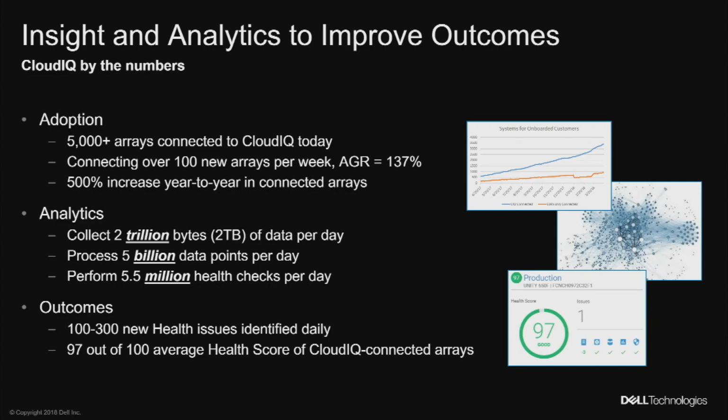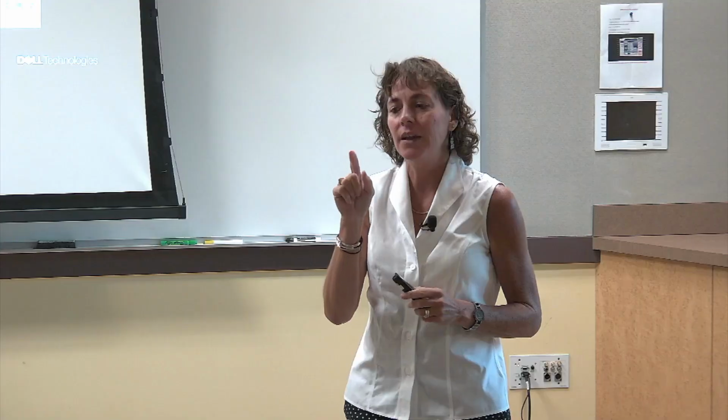When you say 5,000 arrays, it's 5,000 arrays across Unity, SC, and VMAX? Well, VMAX is not yet included in these numbers yet. Okay.